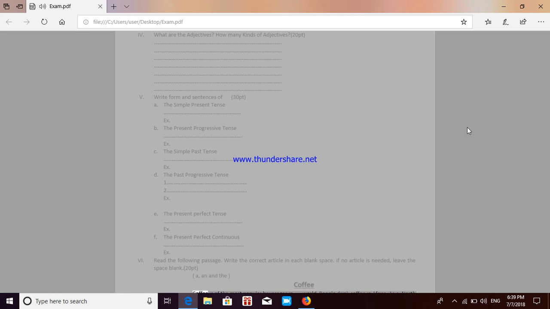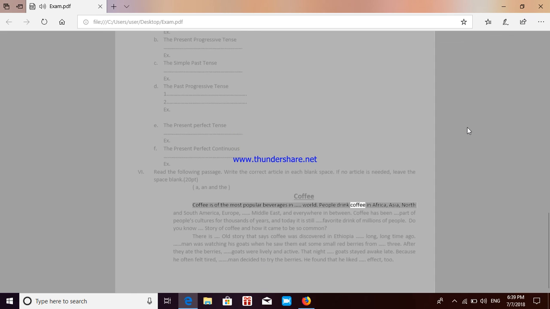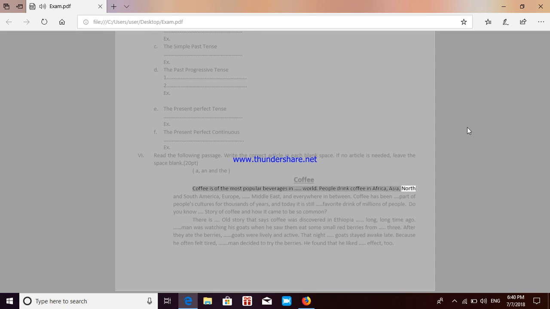Coffee is one of the most popular beverages in the world. People drink coffee in Africa, Asia, North and South America, Europe, the Middle East, and everywhere in between. Coffee has been part of people's cultures for thousands of years, and today it is still a favorite drink of millions of people. Do you know the story of coffee and how it came to be so common?